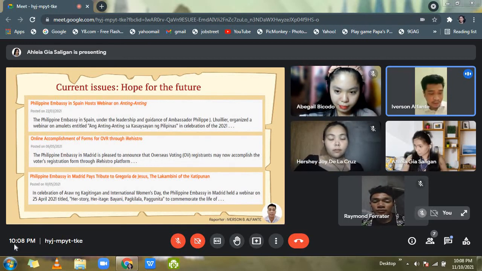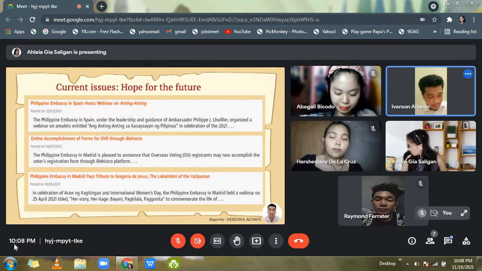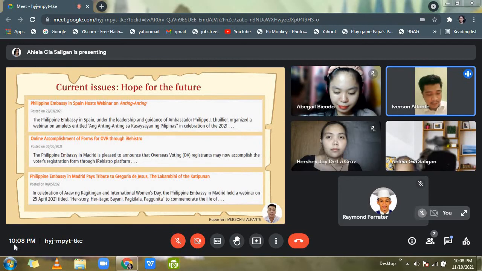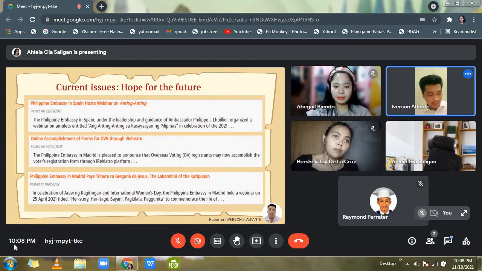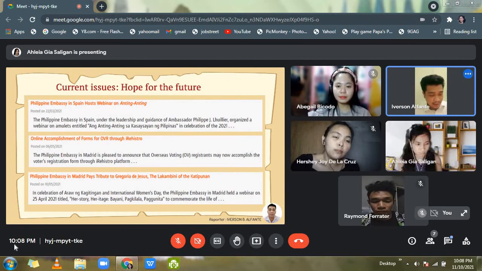For the next news, it was posted on May 6, 2021. The Philippine Embassy in Madrid is pleased to announce that overseas voting, or OV, registrants may now accomplish the voter's registration form through the iRehistro platform, which allows applicants to accomplish the forms in advance prior to coming to the embassy for the capturing of biometrics, photographs, fingerprints, and signature. Using the said platform will shorten the registration process, which is essential during this time of the COVID-19 pandemic.